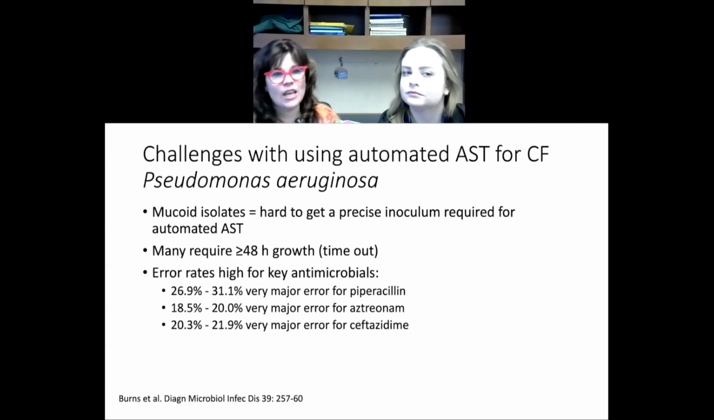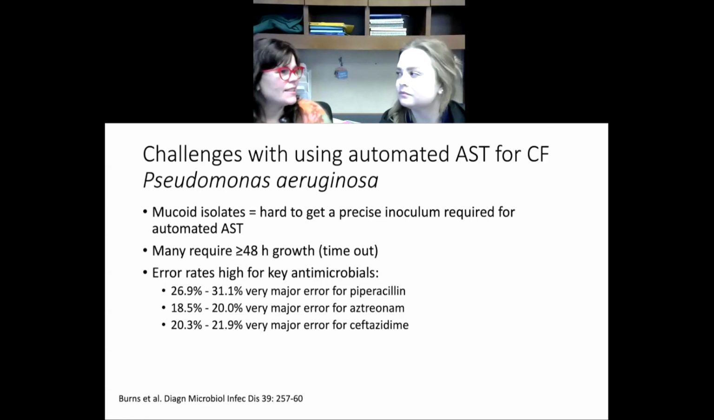And this is just some examples of the error rates, but like, up to 31% for piperacillin, 20% for aztreonam, pretty bad for ceftaz. So it's just not very tolerable for these bugs. That's why. Okay. The other non-fermenters, they seem to grow a little bit better. So, yeah.